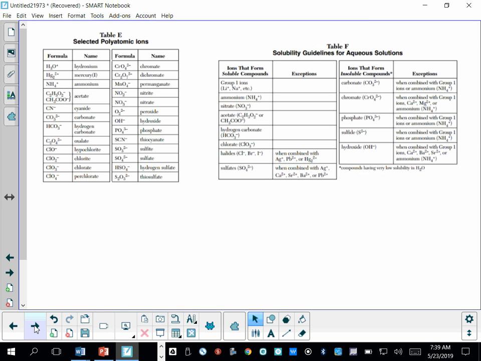Now, next page, table E. You're going to make a couple notes on table E. First up, you're going to find next to the hydronium, you're going to label it acid, and next to the hydroxide, you're going to label that base so that we know our acid and our base.